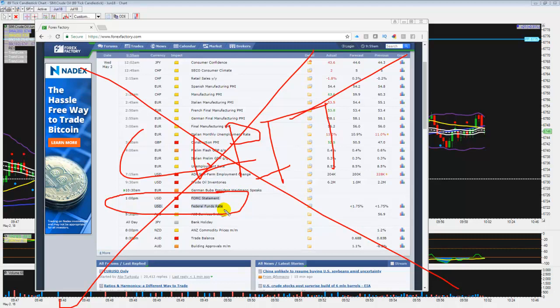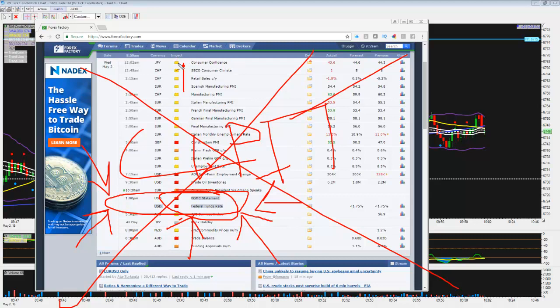So you see FOMC statement, federal funds rate. In fact, this is a day that you could pretty much take the day off. If you're in the funded account, don't even trade this day. Give it away. Say screw it. And if you're not in funded, if you're in combine or whatever, trade maybe after the release of this report. So it'd be an afternoon trading session. Maybe you get a quick bump between 1 to 1:30, maybe not. I don't know.